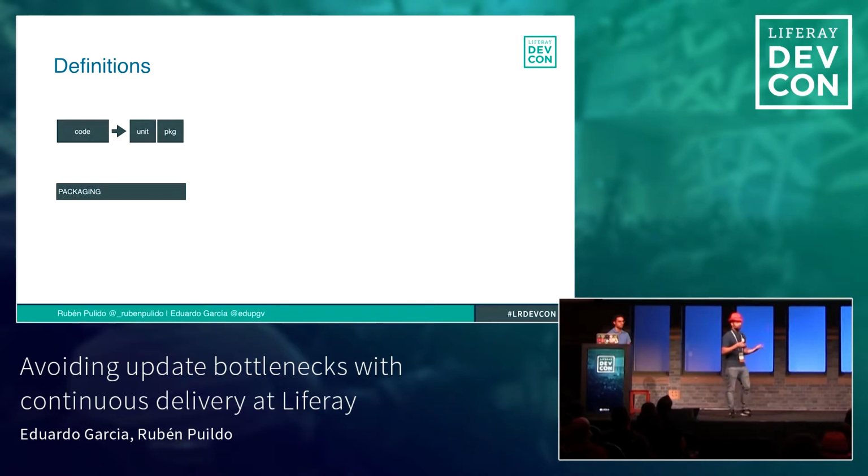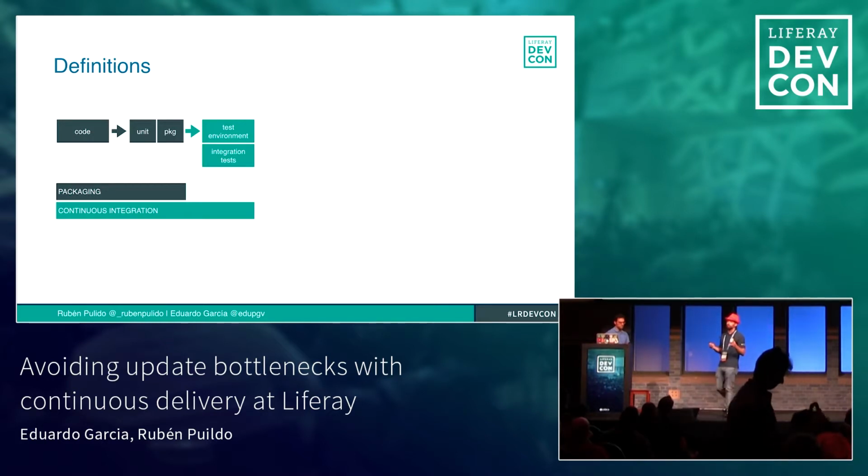Imagine you have made some code changes and you are testing them locally with some unit tests, and then you package it and everything works. The next step is you want to make sure that your changes work with those of your teammates, and for this purpose you deploy everything in a test server and you run some integration tests. This process typically repeats multiple times a day, and is what we call continuous integration.